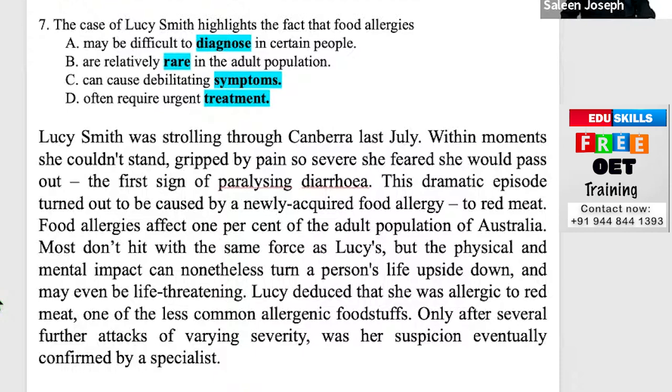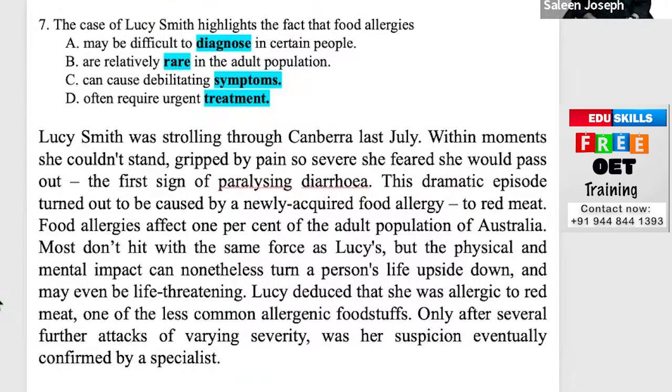Within moments, she could not stand, gripped by pain so severe she feared she would pass out. The first sign of paralyzing diarrhea, this traumatic episode turned out to be caused by a newly acquired food allergy to red meat. Food allergies affect 1% of the adult population of Australia.